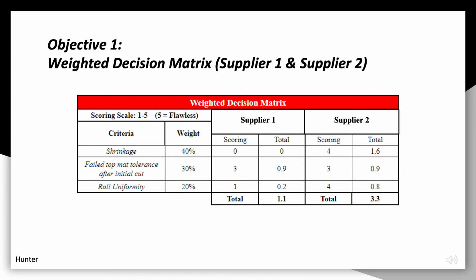The matrix evaluates whether the materials 1. Shrink, 2. Meet tolerance off the initial cut, and 3. Are uniform in mat thickness and have consistently wound rolls. Neither material is perfect, so we suggest conducting a shrinkage test and 100 pass-fail test for the initial cut on the new PVC material to see if it makes for a better alternative.